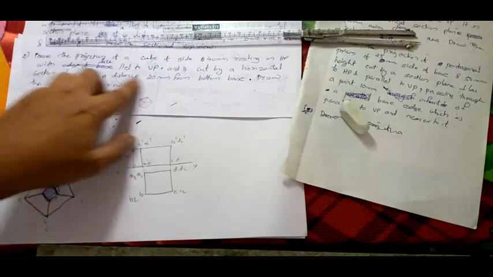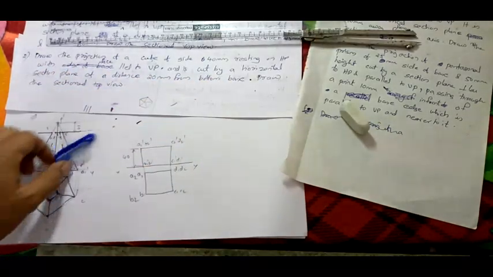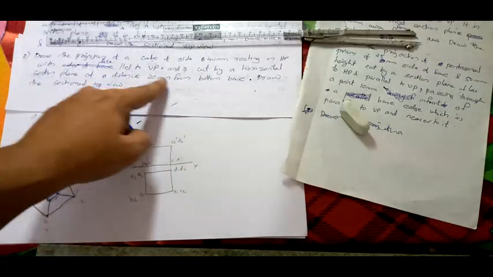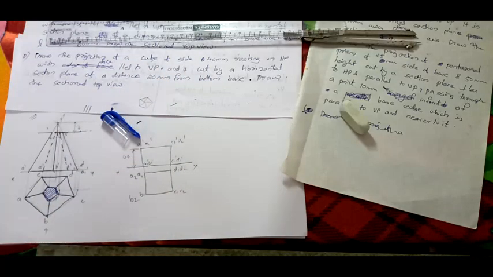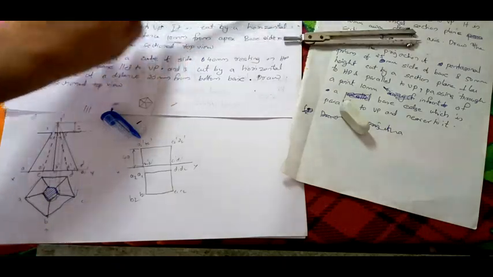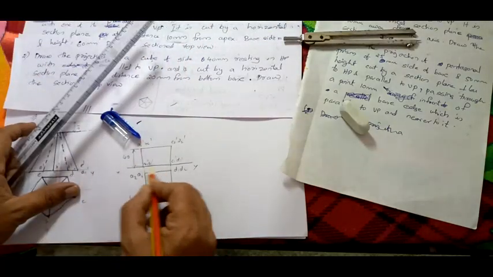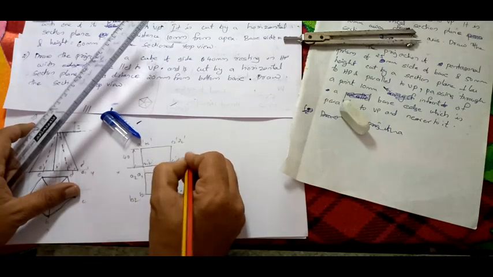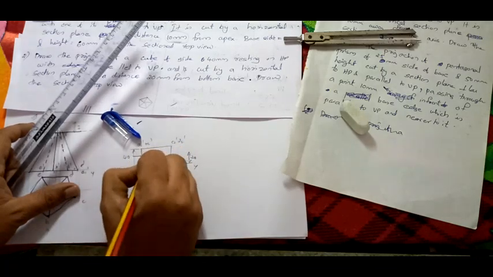Now they have told that it is cut by a horizontal section plane. The front view of the horizontal section plane is a line which is at a distance of 20 mm from the bottom base. So 20 mm from the bottom base means from this XY line, right? The bottom base is resting on the XY line. So take 20 mm upwards and draw a line.